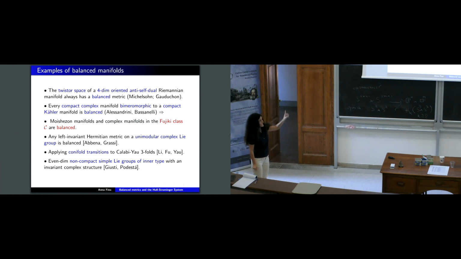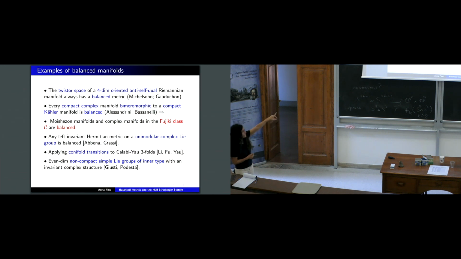But there is a nice way to go from Kähler to balanced. Just take a bimeromorphism. If you start with a Kähler manifold and you apply a bimeromorphism, then you get something which is balanced. That is due to Alessandrini and Bassanelli. That was shown using currents. And so in particular, we have two classes, a non-Kähler and balanced manifold, let's say.